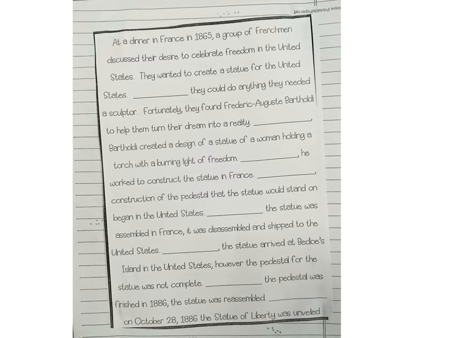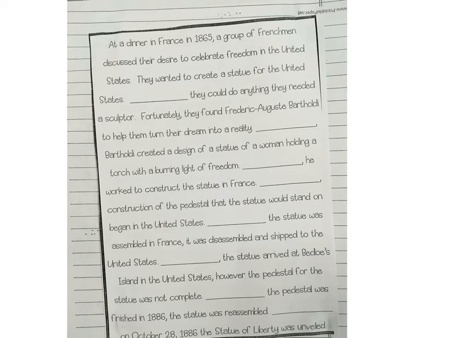Now, let's read this together and fill in the words. For those of you who kept your 3 strips, the 1 with the words and the 2 with the numbers, go ahead and throw those strips away because you are going to be writing the words now. Follow along as I read and fill in the words. At a dinner in France in 1865, a group of Frenchmen discussed their desire to celebrate freedom in the United States. They wanted to create a statue for the United States. Before they could do anything, they needed a sculptor. Fortunately, they found Frederick Auguste Bartholdi to help them turn their dream into a reality.